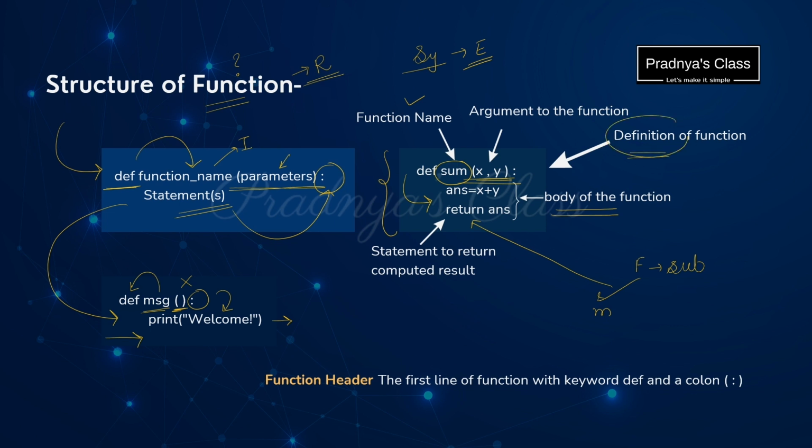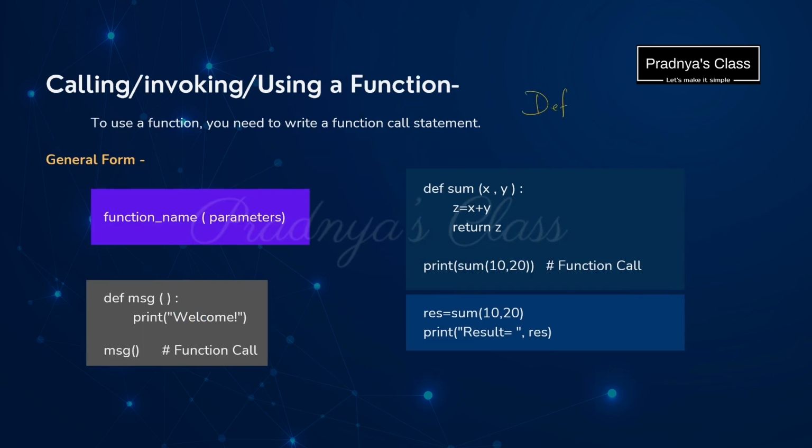While defining a function, the first line of the function is called as function header, in which we write the keyword def and it is followed by the colon. So, this is nothing but the function header. Here also, this is the function header. Now you know how to define a function, but function is a subprogram. Then how it will get executed? For that we need to call that function in the main program.